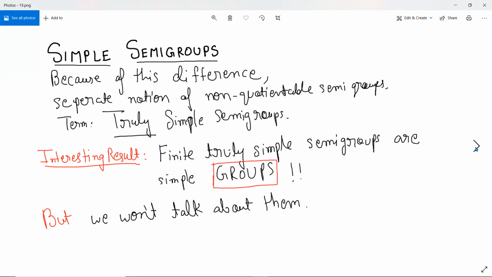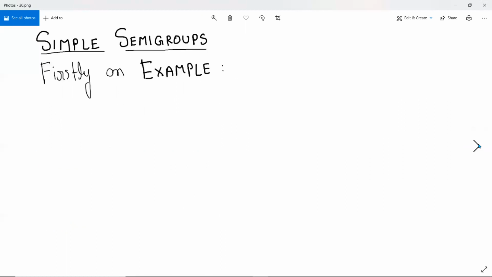These are interesting objects. Truly simple semigroups are semigroups which have no congruences at all, and they have an interesting theory. For example, if a semigroup is truly simple, which means it has no further congruences that you can quotient by, they are actually simple groups. But we won't need this, so we're not talking about this further. We'll be dealing with simple semigroups.